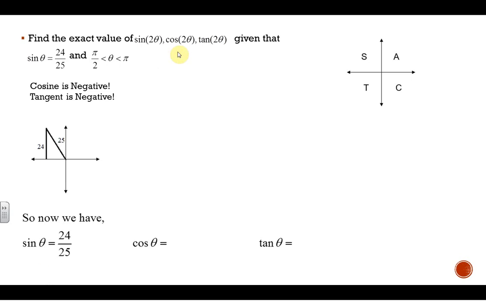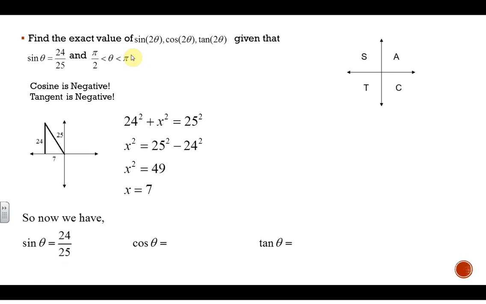You have to know where you are, so draw yourself a diagram. When you do this, cosine and tangent are going to be negative. Don't forget that. Pythagorean theorem your way through that, and we get 7. Now you just go to your reference sheet and fill these in, because you're going to need these when you plug in your double angle formulas.